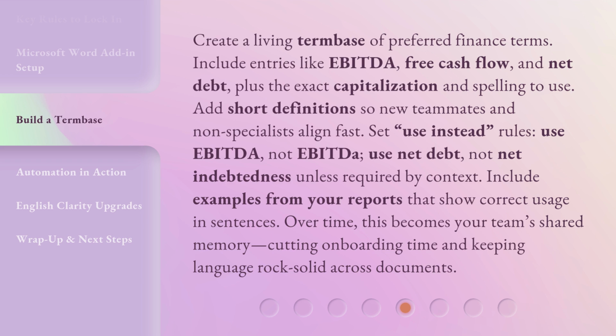Create a living Termbase of preferred finance terms. Include entries like EBITDA, free cash flow, and net debt, plus the exact capitalization and spelling to use. Add short definitions so new teammates and non-specialists align fast. Set use-instead rules. Use EBITDA, not Ebitda. Use net debt, not net indebtedness, unless required by context. Include examples from your reports that show correct usage in sentences. Over time, this becomes your team's shared memory, cutting onboarding time and keeping language rock solid across documents.